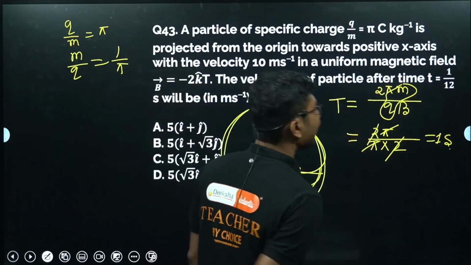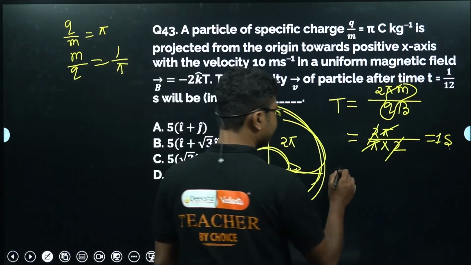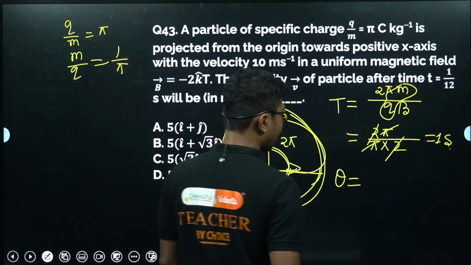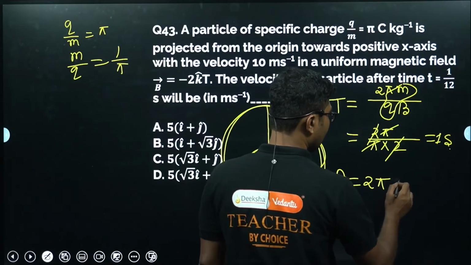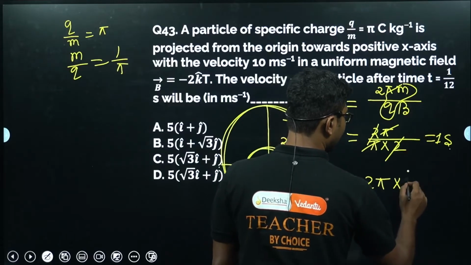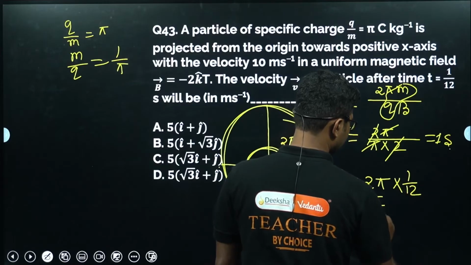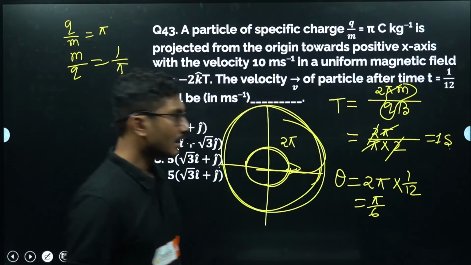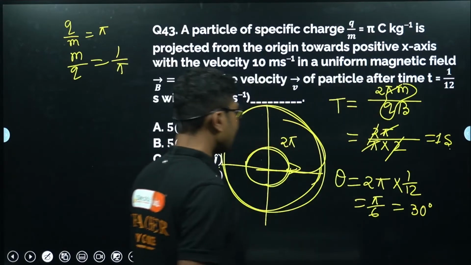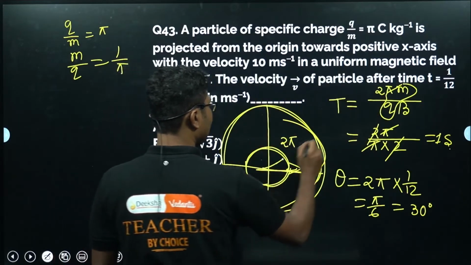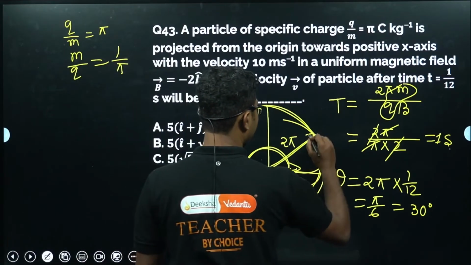So, how much angle it will rotate after 1 by 12th of a second? So, it will rotate say at angle theta. In 1 second it rotates an angle 2 pi. Then in 1 by 12th second, how much it will rotate is pi by 6. So, what is pi by 6 means? Pi by 6 means 30 degrees, right? 30 degrees. Now, at any instant the velocity vector will point in this direction, right? So, velocity vector is pointing in this direction.